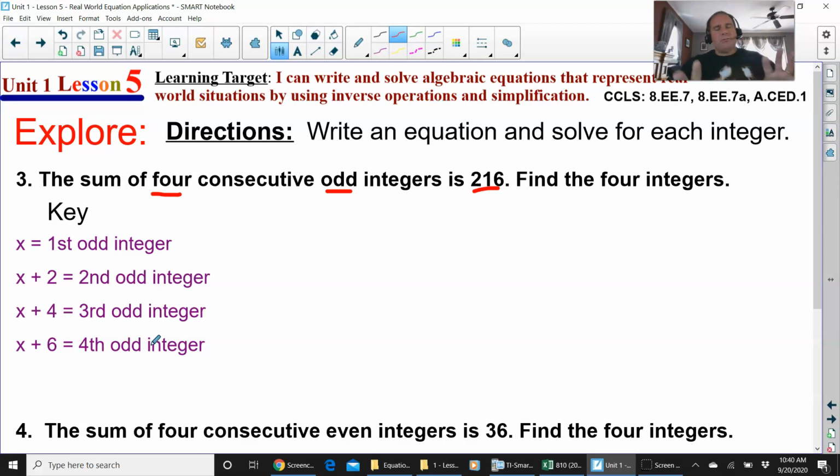All right. So I want you to press pause again, put the equation together, add up all and combine like terms, set it equal to 216, solve, and then substitute back in to get those 4 consecutive odd integers. We'll come back and talk about it. Press pause and try the problem now.